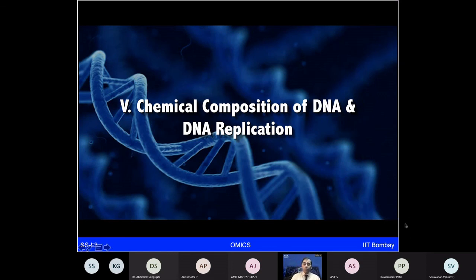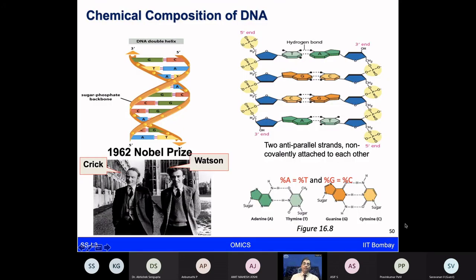Yesterday I talked to you about the composition of DNA, so I'm not going to talk in detail about DNA. You already know that we have 4 bases, A, T, G, C, forming hydrogen bonds: 2 hydrogen bonds between A and T, and 3 hydrogen bonds between G and C. We also have the sugar and the phosphate, forming phosphodiester bonds, and these are 2 anti-parallel strands, which dictate the DNA double helix structure. This rule of A pairing with T with 2 hydrogen bonds, and G with C with 3 hydrogen bonds, comes under Chargaff's rule.